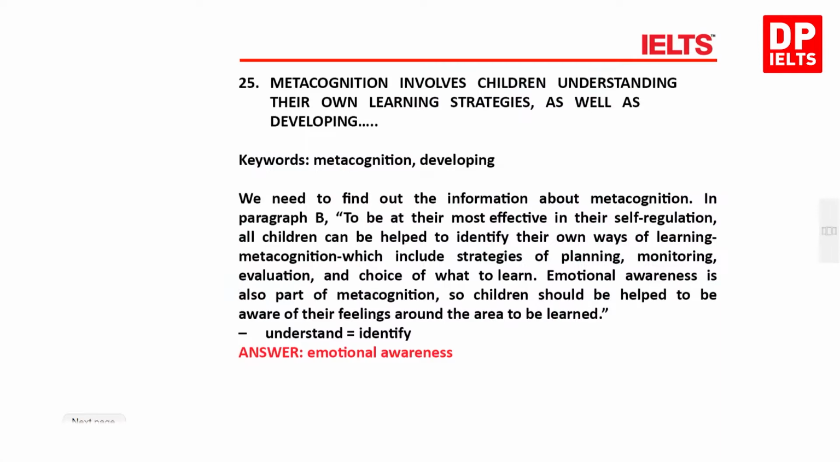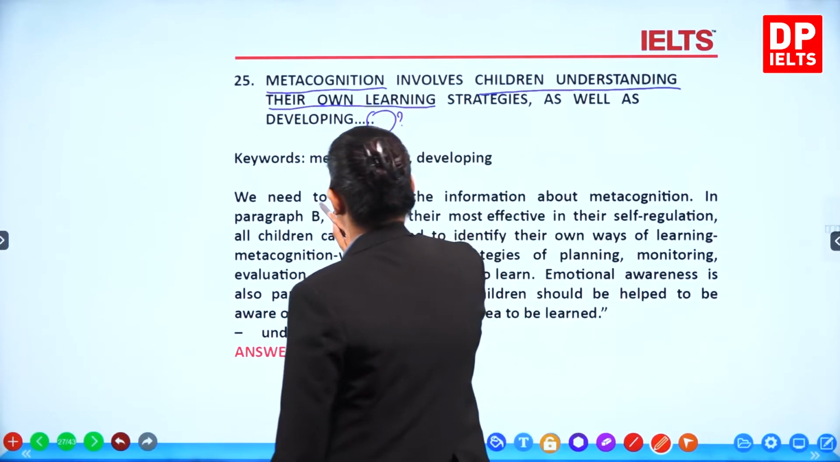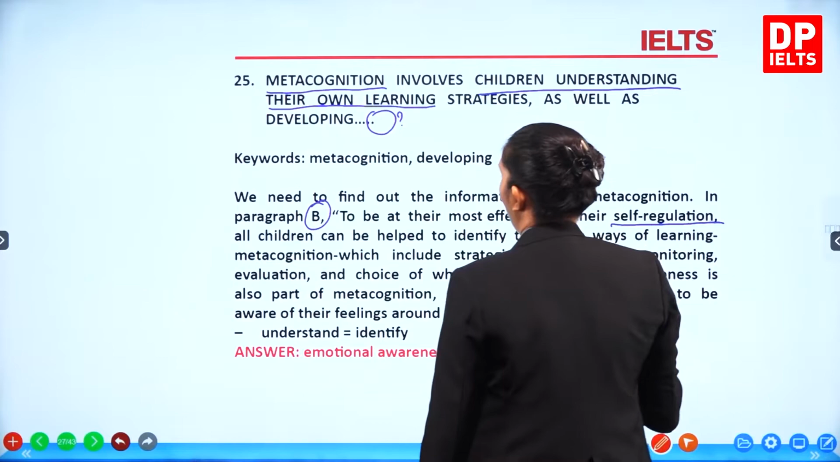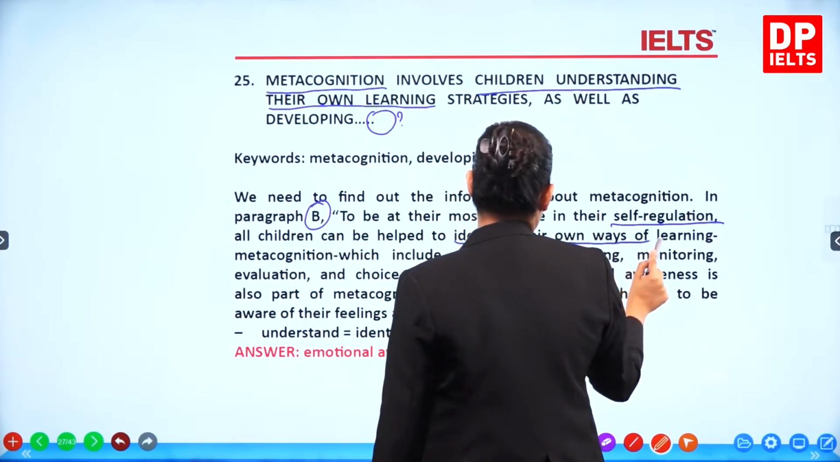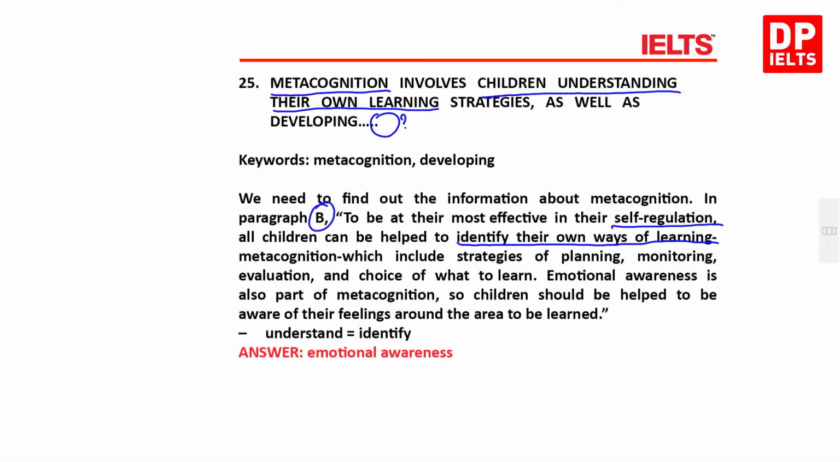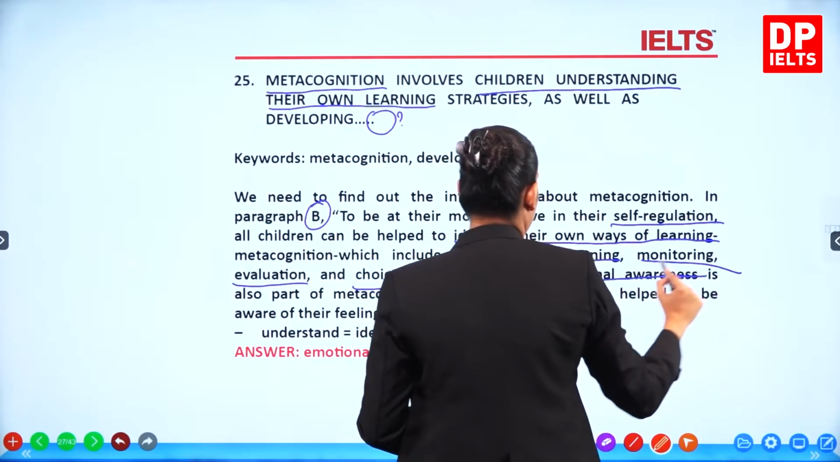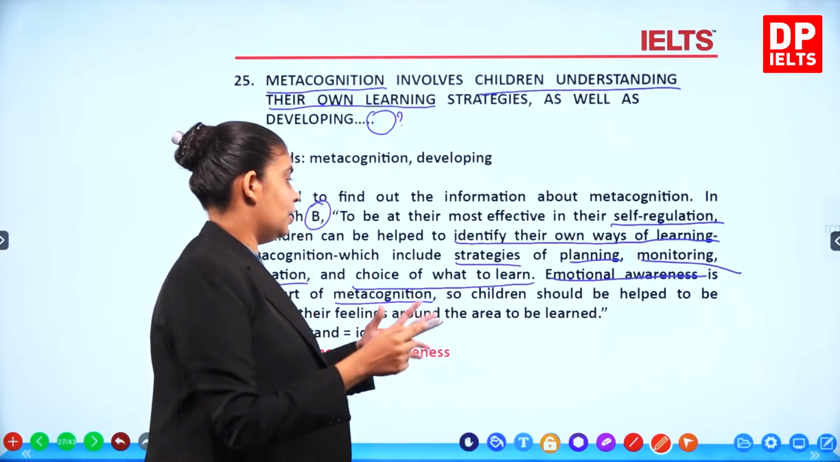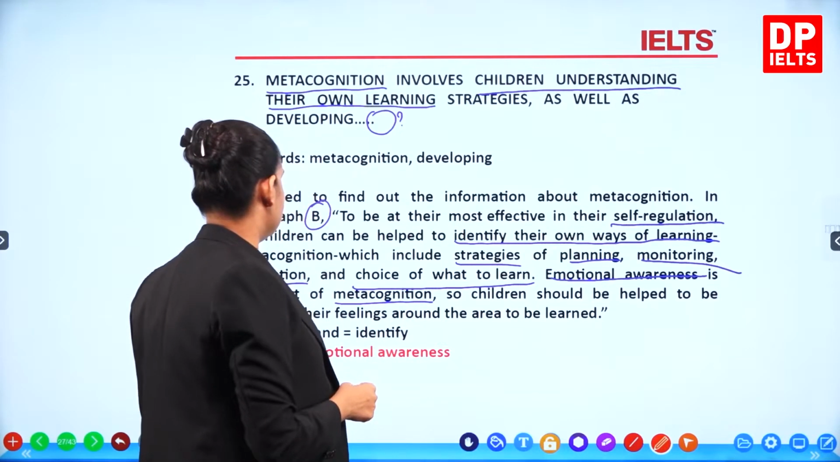Metacognition involves children understanding their own learning strategies as well as developing something. We need to find out where this metacognition is, so I go to para B. To be at their most effective in their self-regulation, all children can be helped to identify their own ways of learning. Metacognition includes strategies of planning, monitoring, evaluation, and choice of what to learn. Emotional awareness is also a part of metacognition. So children should be helped to be aware of their feelings around the area they are to learn. So the answer here is emotional awareness.